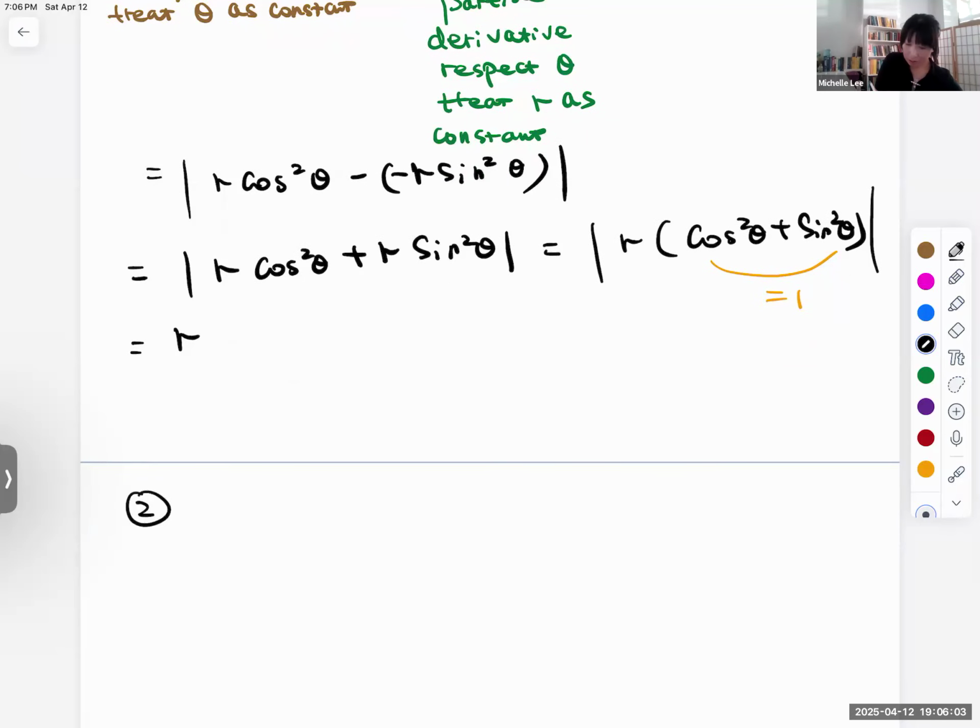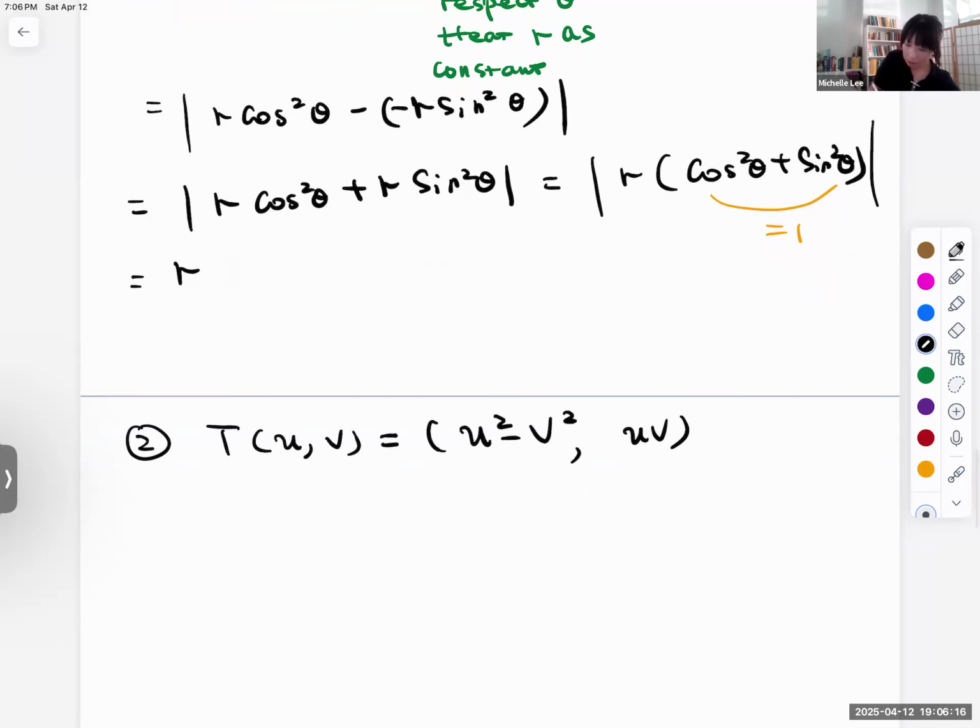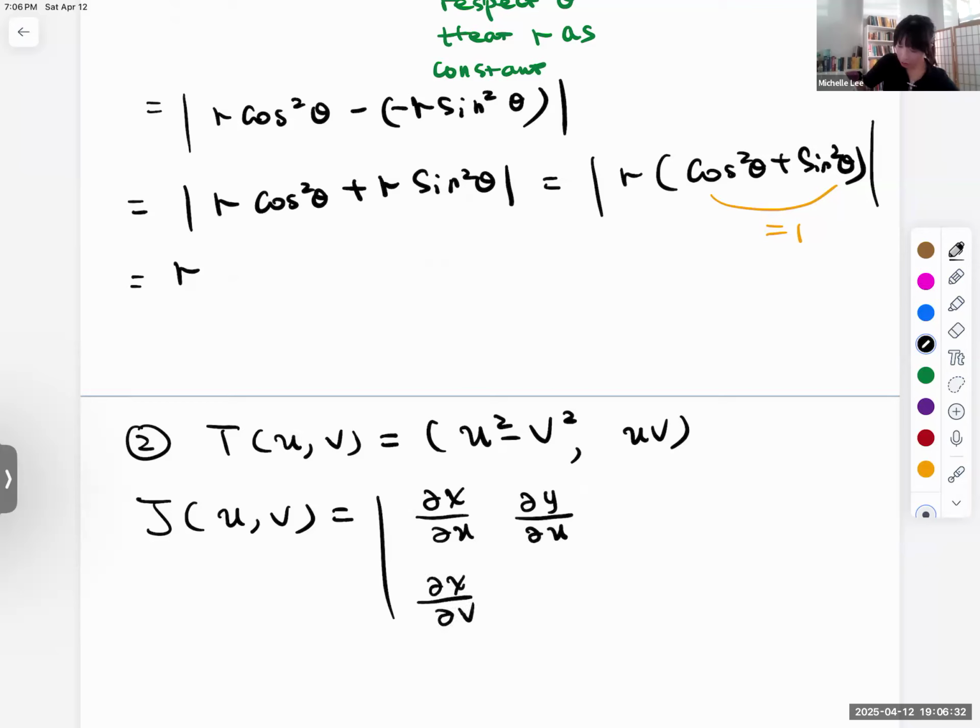So try the second one. We have T of (u, v) equal to (u squared minus v squared, uv). We want to find the Jacobian. Consider this is x, this is y, right?